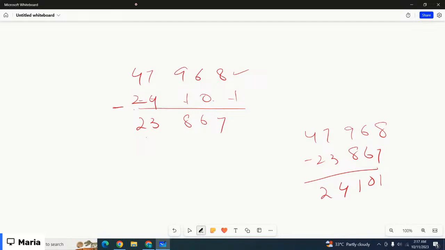Let's do another example. For example, you have a missing number and the given number is 39,462 and their sum is 45,214. So which is the missing number? Which number is missing?